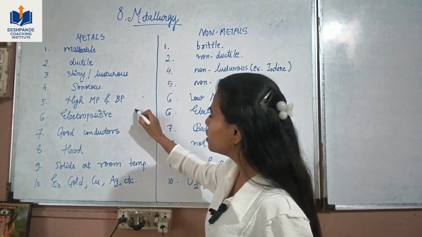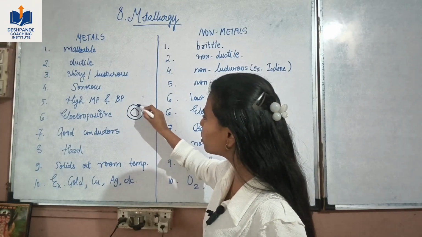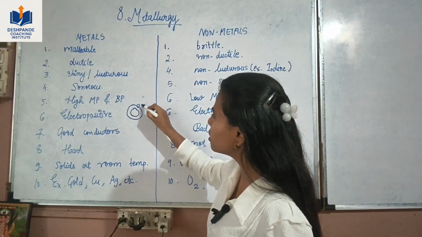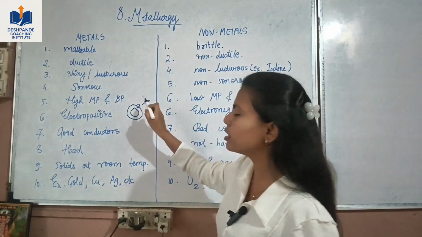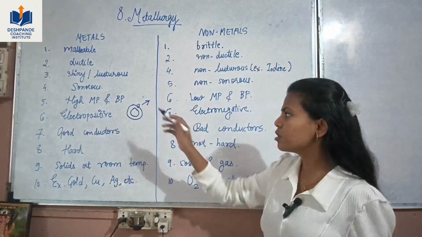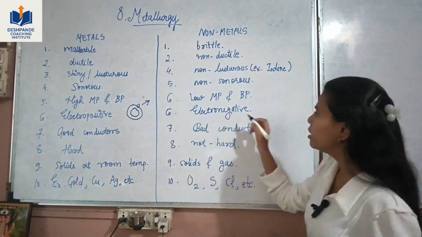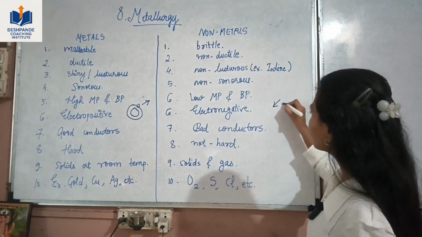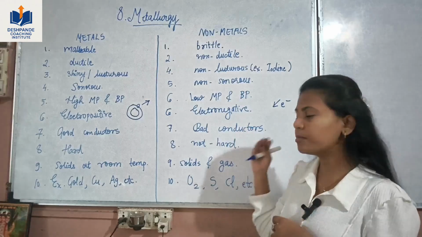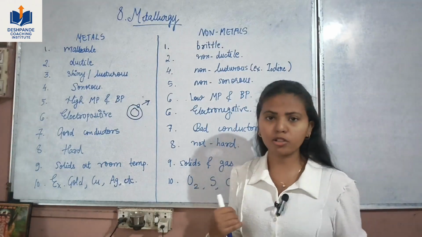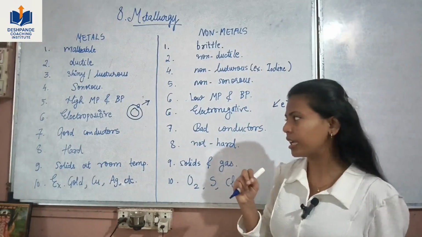We know the orbit structure of the metals. If there are one or two electrons in the outer orbit, metals generally have the ability to give the electron to some other non-metal. So they give the electron and they become positive, hence they are called electropositive. While non-metals take the electron and hence they are more electronegative in nature. This property of accepting electrons from metals is called electronegativity, and hence non-metals are electronegative.